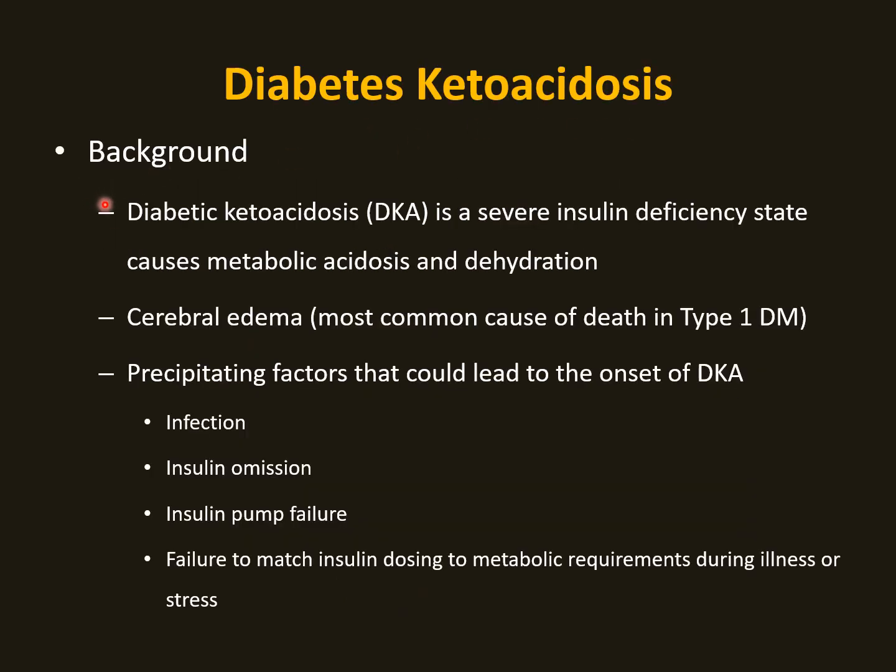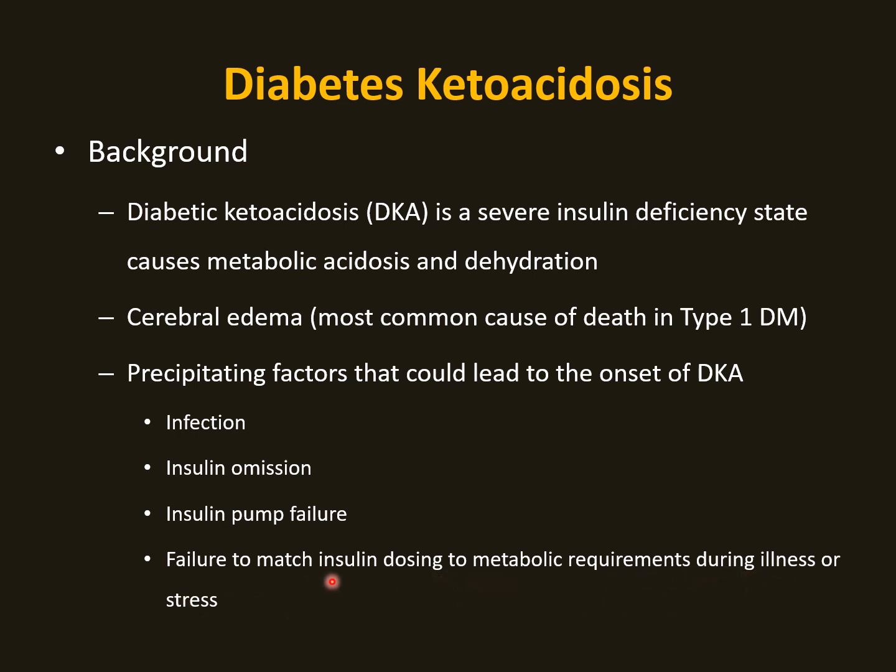Diabetic ketoacidosis. Diabetic ketoacidosis is a severe insulin deficiency that causes metabolic acidosis and dehydration. Cerebral edema is the most common cause of death in type 1 diabetes mellitus. Precipitating factors that could lead to the onset of DKA, or diabetic ketoacidosis, are infection, insulin omission, where the patient is not taking especially the long-acting insulin, insulin pump failure like a kinked catheter, and failure to match the insulin dosing to metabolic requirements during illness or stress.